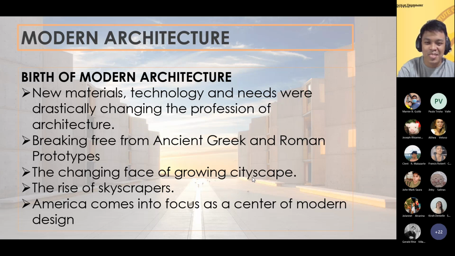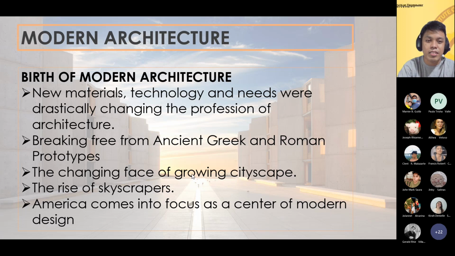Okay, so again, new materials, technology, and needs were drastically changing the profession of architecture. So breaking free from ancient Greek and Roman prototypes, that's the Renaissance architecture, which is the previous style of architecture before the modern architecture. Aside from those small styles, no, we have this Baroque and other small styles, because there are small styles emerge in between Renaissance and modern architecture. And the changing face of growing cityscape, the rise of skyscrapers, and this time around, America comes into focus as a center of modern design.